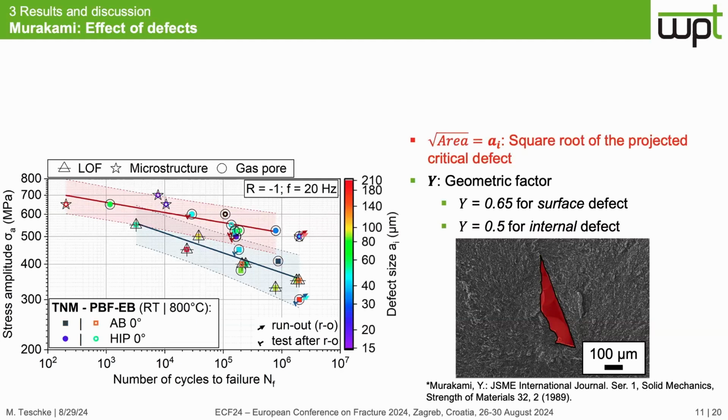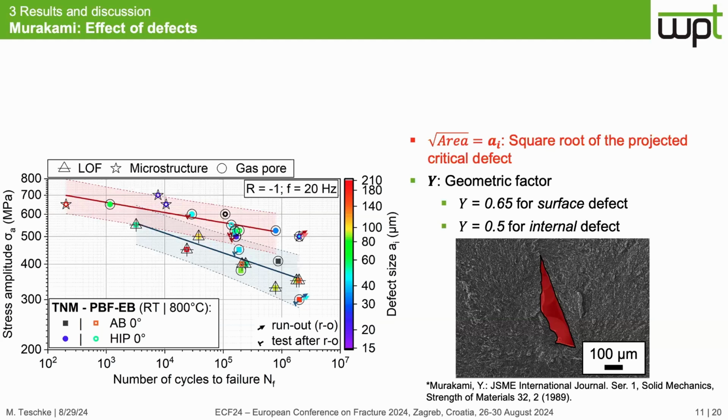Now in the SN curve, I have color-coded the defect size, and we can see that the defect size was significantly lowered by the hot isostatic pressing. At the as-built set, we had defect sizes up to 200 micrometers, whereas for the hot isostatic press condition, it was, let's say, around 100 micrometers.